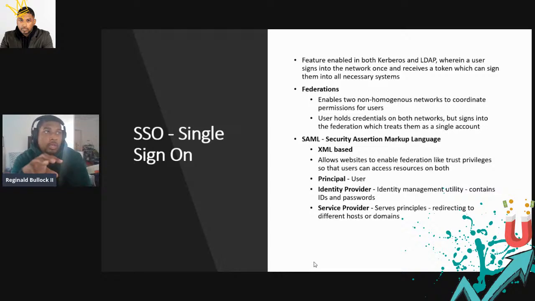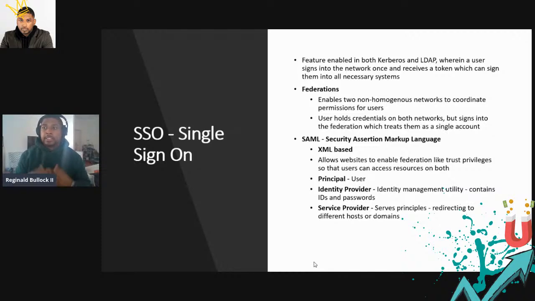So these two networks aren't necessarily connected, but they're in a federation. So they're able to coordinate and communicate permissions for users. Users hold credentials on both networks, but sign into the federation, which treats them as a single account. So just imagine you have one set of networks and then another set of networks, which are not connected. However, they're both within a federation.